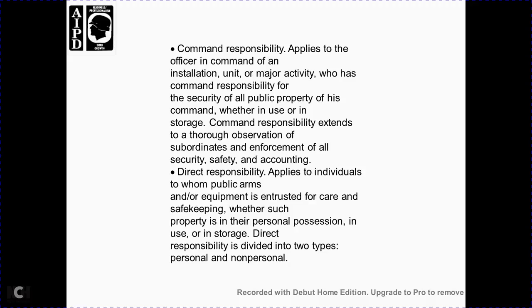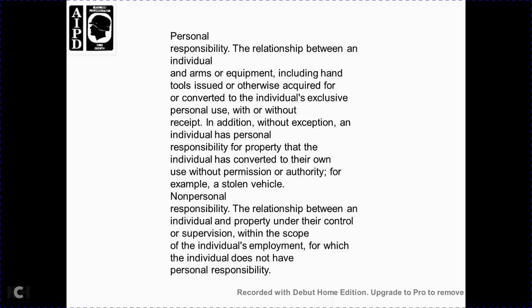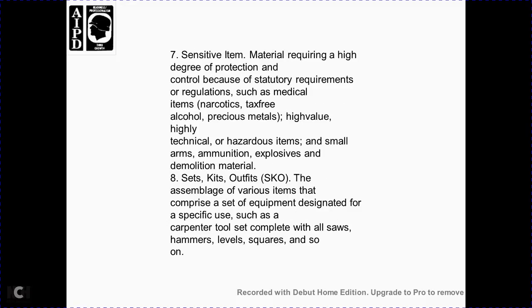Direct responsibility applies to individuals with whom public arms or equipment are entrusted for care and safekeeping, including personal possession, use, and storage. Direct responsibility is provided in two types: personal and non-personal. Personal responsibility is the relationship between the individual and arms, including hand tools, issued to or otherwise acquired by the individual for their exclusive use, for example a stolen vehicle. Non-personal responsibility is the relationship between the individual and property under their control or supervision within the scope of their employment, for which the individual does not have personal responsibility.